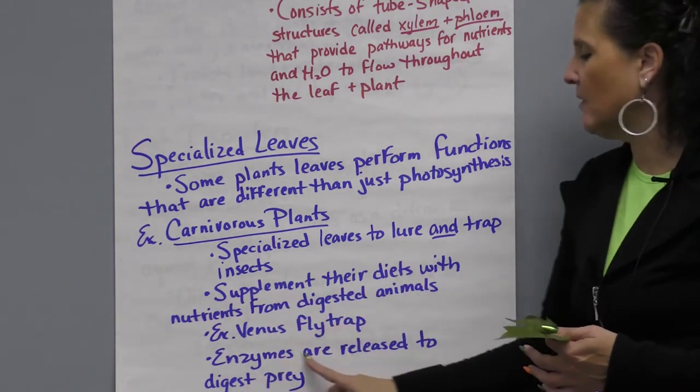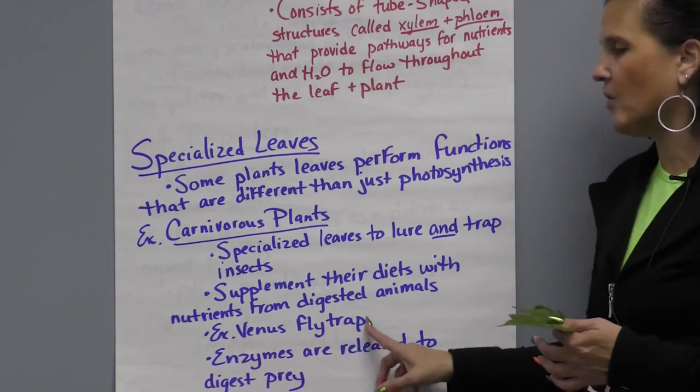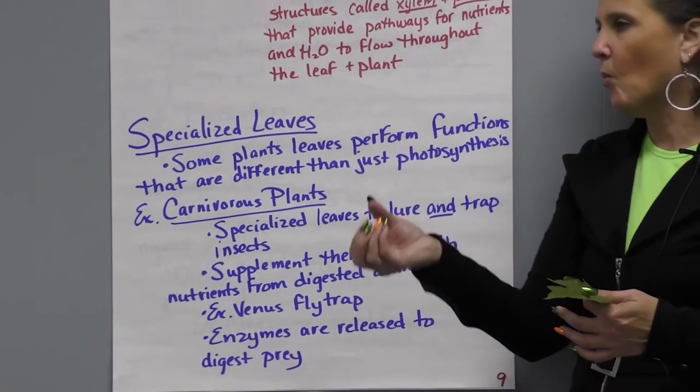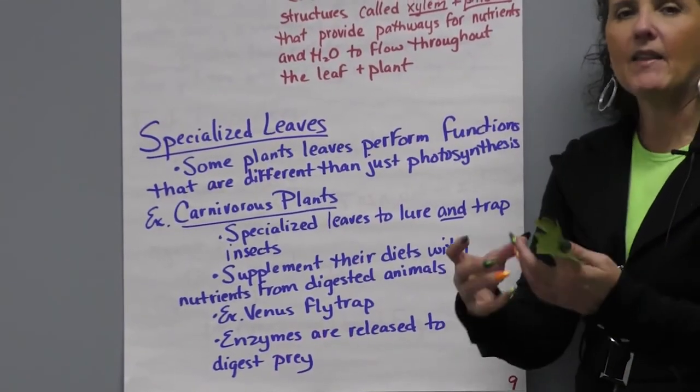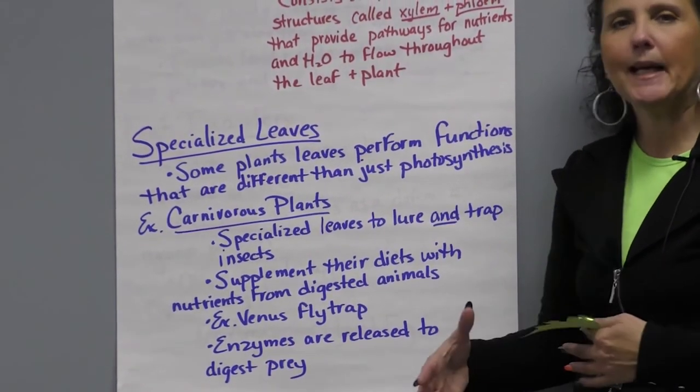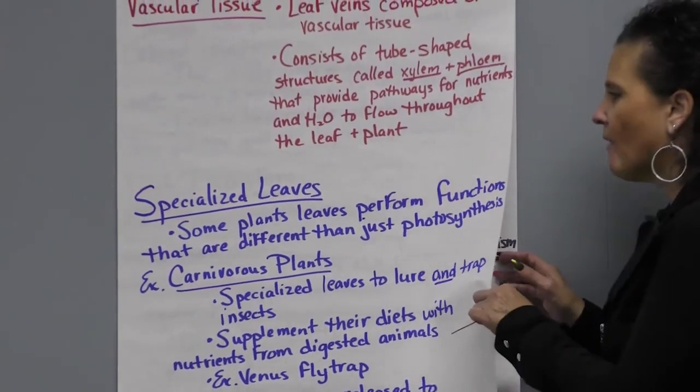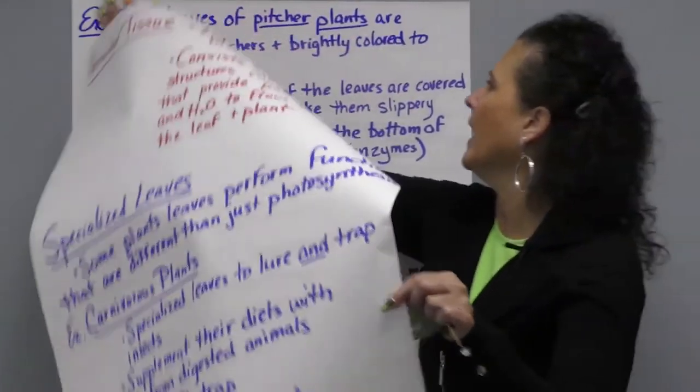And a lot of people have seen a Venus flytrap or have heard of a Venus flytrap. Lures the flies in, and once it gets them, enzymes that are produced by that plant, they release and they digest that prey so that that plant can also use. So it's sort of a specialization in a plant.